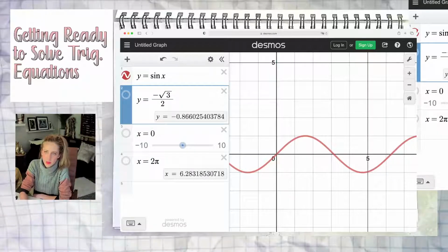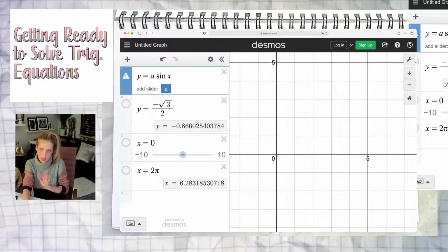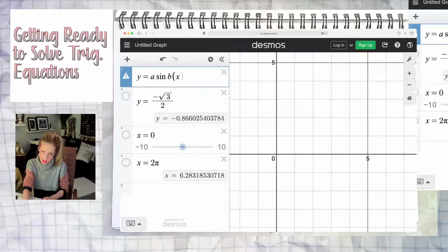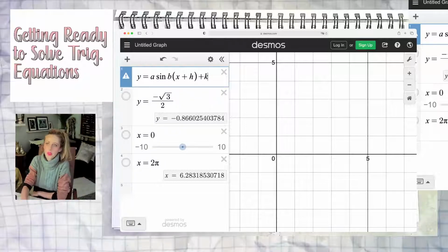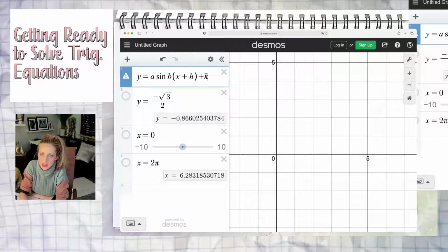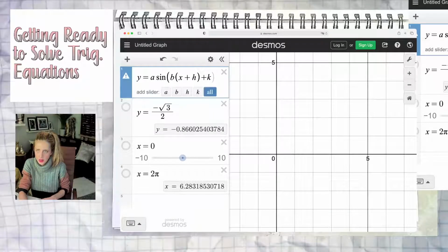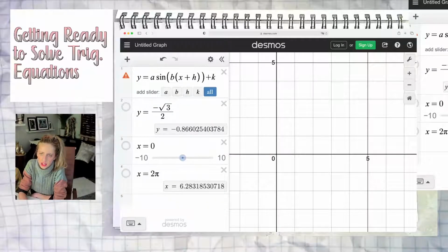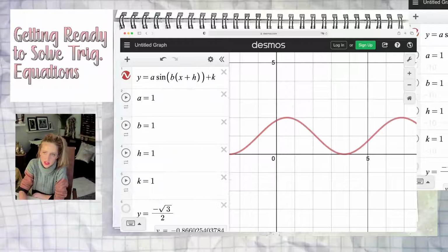All right, now here I'm going to look for a second. If I put A in front, I put B over here, parentheses, X minus, I don't know if I should do minus, I guess I'll do plus H, close, and then plus K. Each of these does something to my equation, all right? And actually with trig, they're very weird. I need parentheses around that to show it's together. And it says add slider. A slider is like something I can click and slide back and forth to change the numbers. So let's add sliders.